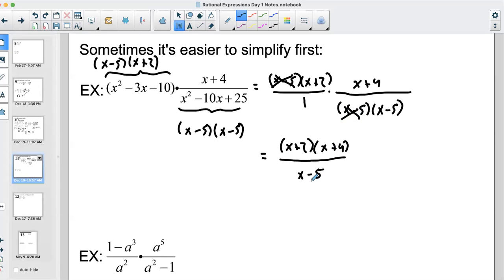So this is what I mean when I say it's easier to simplify first. If you just multiplied all of these things by all of those things, you got this huge expression on top, it would be very difficult to factor. And you don't need to, because it's easy to factor this first, and then you can see all the factors just laid out for you there.